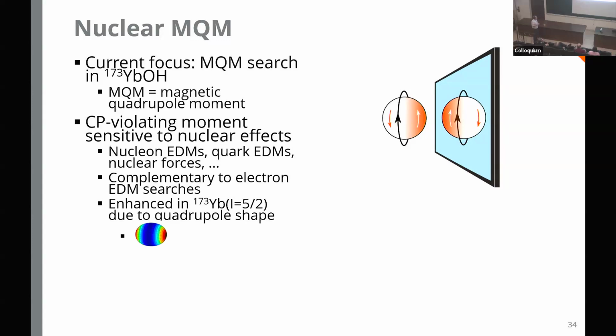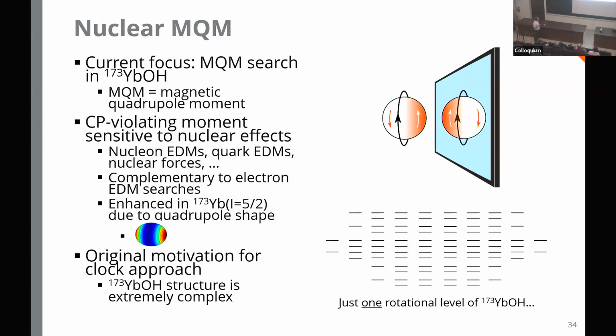And this can happen in nuclei due to nuclear effects like nucleon EDMs or quark EDMs or symmetry violating nuclear forces. So it gives you access to different types of physics than you can access, for example, with the electron EDM. And in the ytterbium 173 nucleus, there's an additional enhancement in sensitivity to this effect due to the fact that it has a quadrupole shape deformation. So it's a good nucleus for these types of searches.